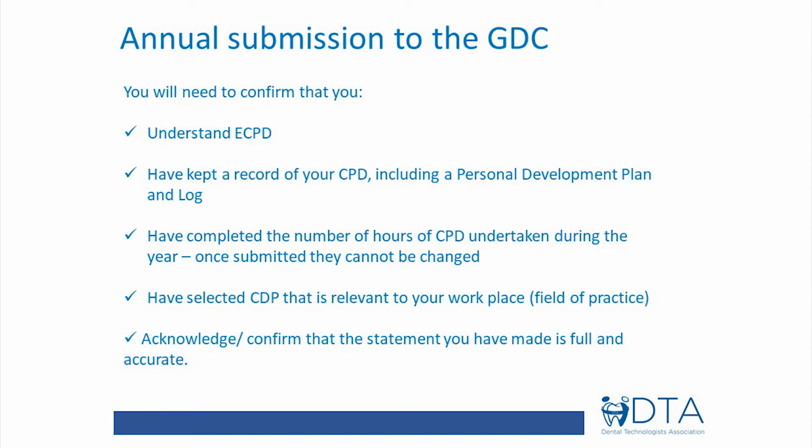Annual submission to the GDC. You will need to confirm on the online system with the GDC by ticking certain boxes. The first box is that you understand ECPD. Then you need to tick a box to say that you've kept a record of your CPD, including a personal development plan and log, and that you've completed a number of hours of CPD. That number of hours has to be uploaded onto the GDC website, and once you've uploaded that figure, you can't change it for that year.